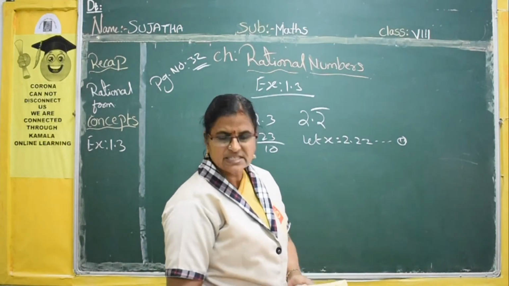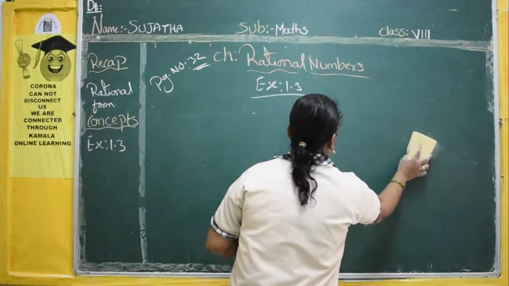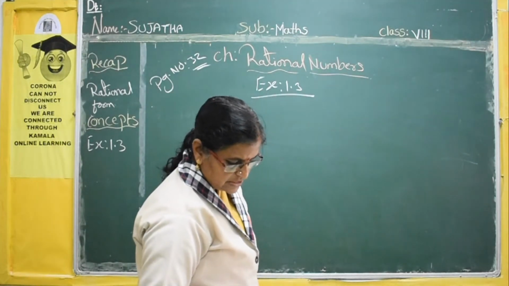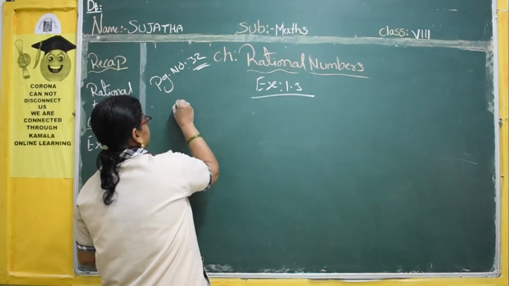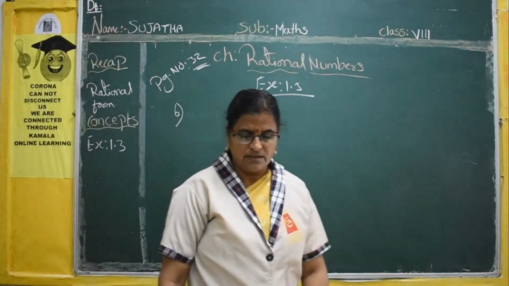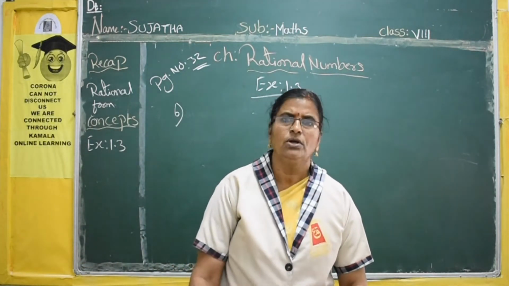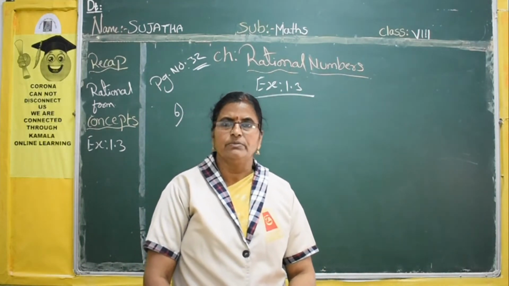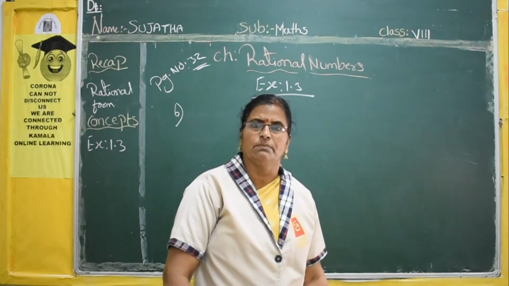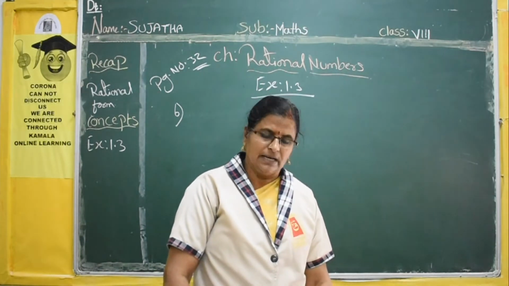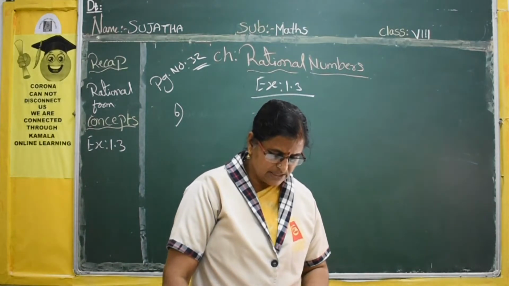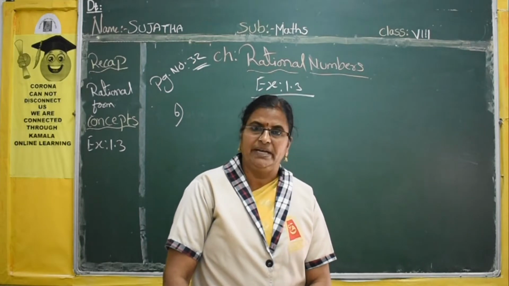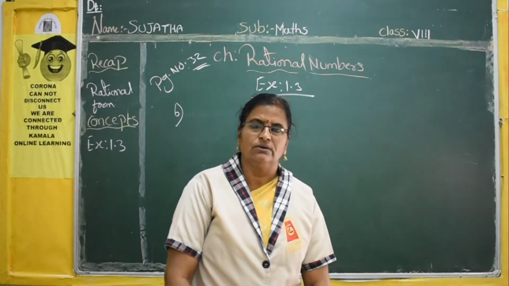Now, exercise 1.3, we already started. Some sums are also given for homework. Now in exercise 3, the sixth sum we will see. Open your textbooks, page number 32. I will read the question, you have to see from your textbook, and I will write the solution on the board. Two pieces of the length 2 3 by 5 meters and 3 3 by 10 meters are cut from a rope of 11 meters long. What is the length of the remaining rope?